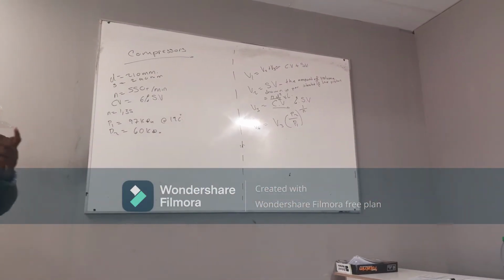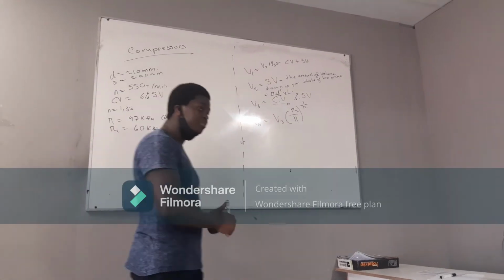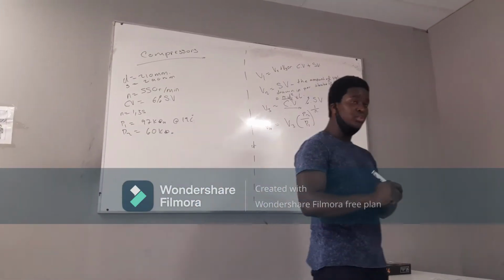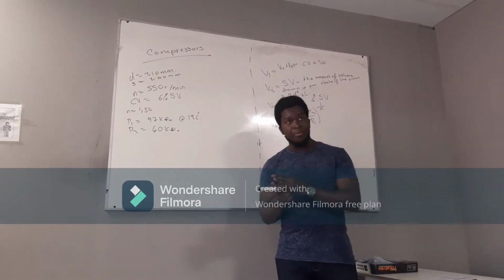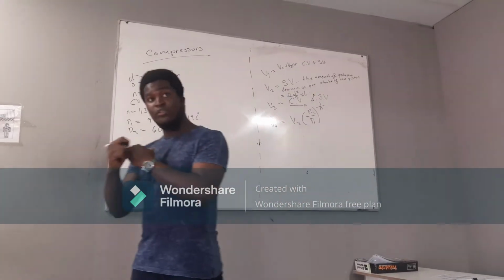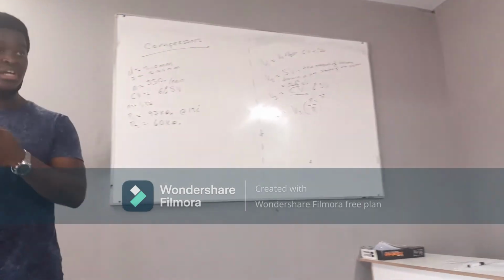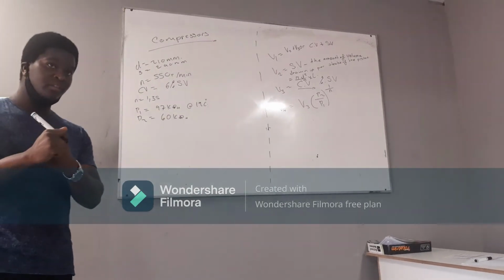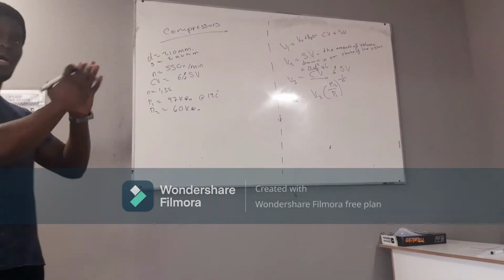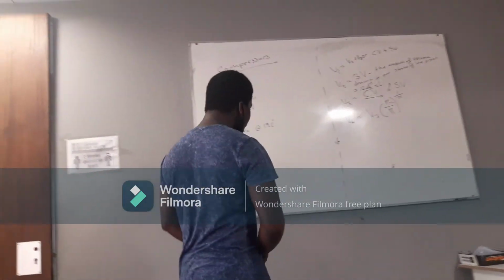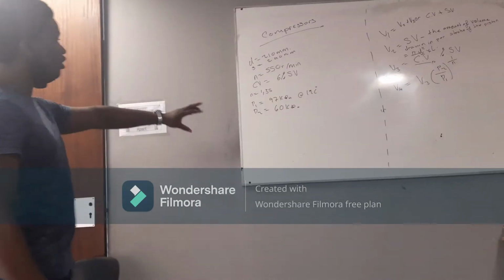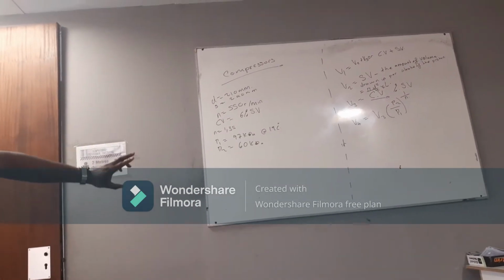For every question that you're going to get on compression, you should be able to calculate V1, V2, V3, and V4. All the questions that they will ask you will depend on how well you have got your V1, your V2, your V3, and your V4. Are we together? Then the other things like power, we'll see them later on. The delivery volume, we'll see it later on. Are we together? We'll see it on the next lesson. Okay, so let's calculate our V1, V2, V3, and V4.